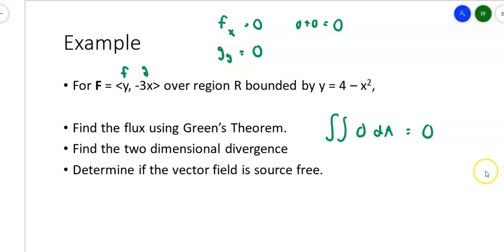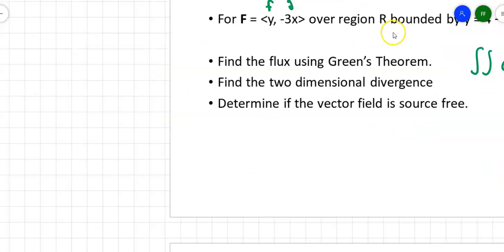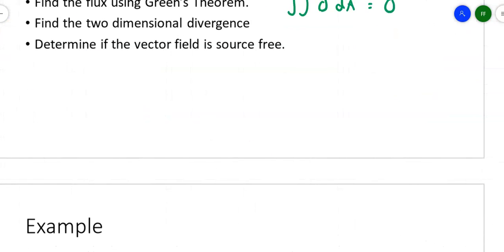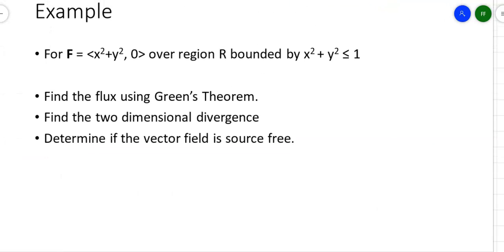Are they all that easy? Yeah, let's try another one. And then we'll try sort of an application that deals with integration of this, and then we'll be done.